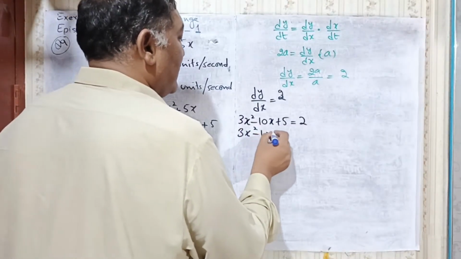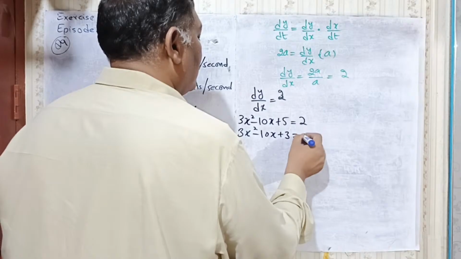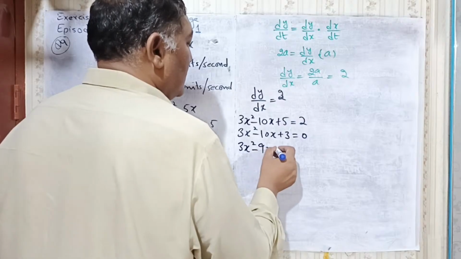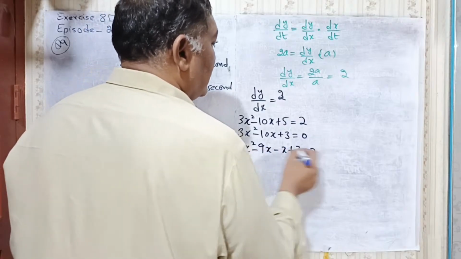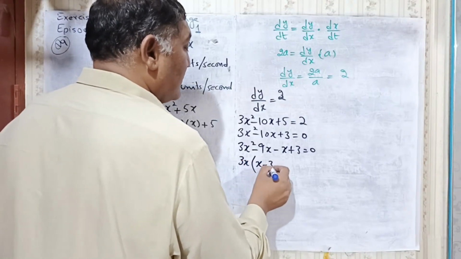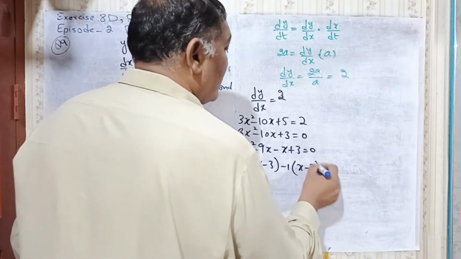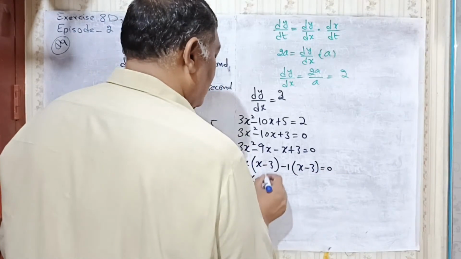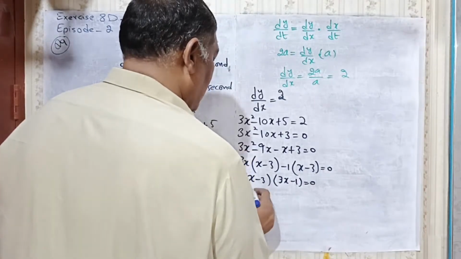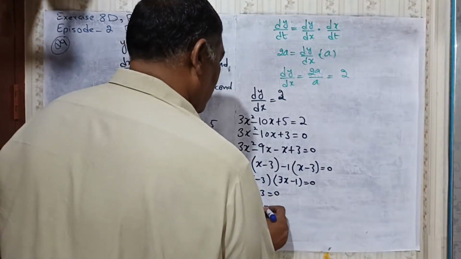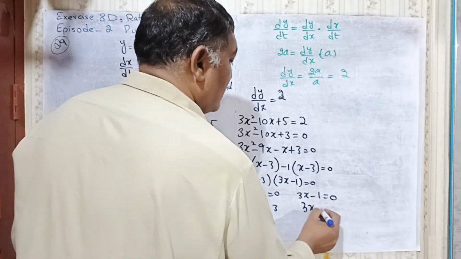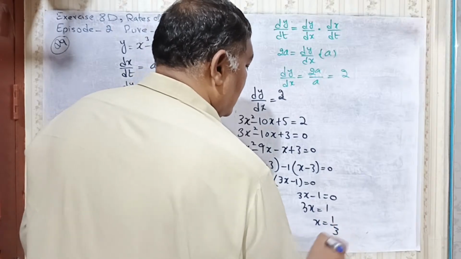Bring this 2 to this side: 3x squared minus 10x plus 3 equals 0. I'm doing the middle term breaking. I hope you know what middle term breaking is. So x minus 3 and 3x minus 1 is equal to 0. So x minus 3 is equal to 0, so x will be equal to 3. And 3x minus 1 is equal to 0, so 3x will be equal to 1, and x will be equal to 1 by 3.